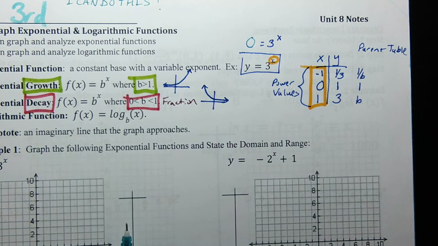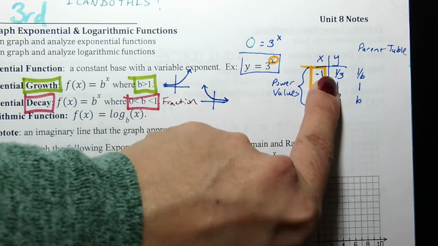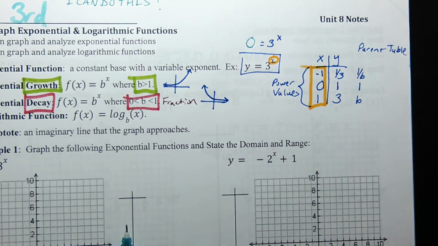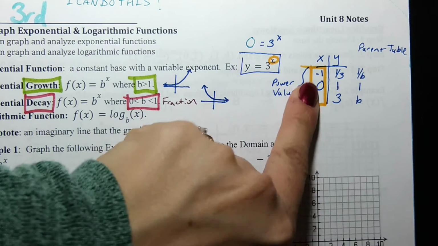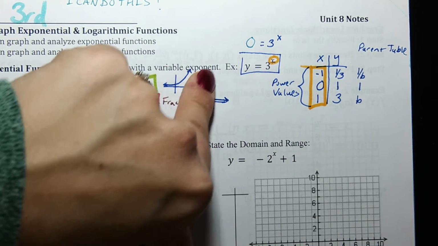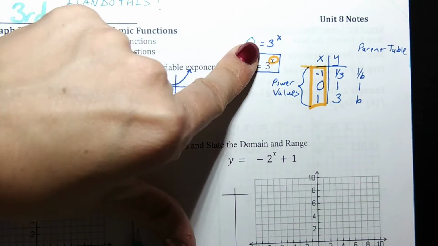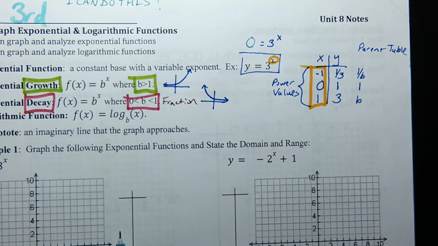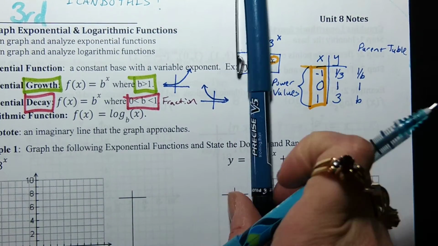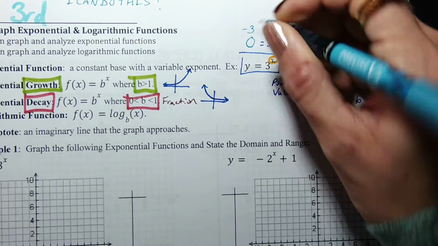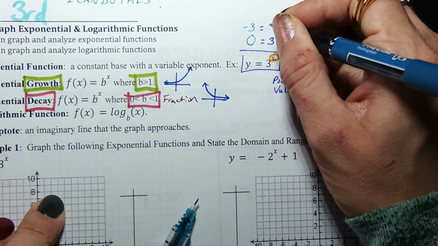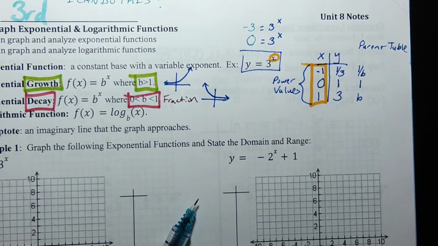No, because I could plug in 0, but that gives me 1. And as I keep plugging in negatives, I'm going to get smaller and smaller fractions. As I keep plugging in positive numbers, we're going to get larger and larger and larger. So there's no way for me to get a value of 0. Here's the other kicker. Try plugging in -3 for y. Can I take +3 to an exponent and get a negative?